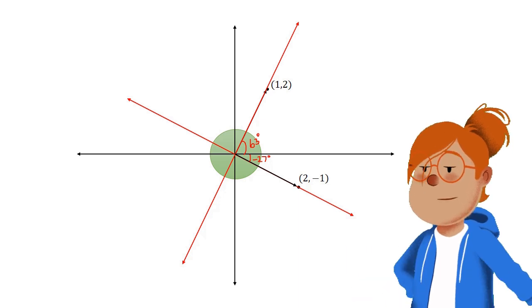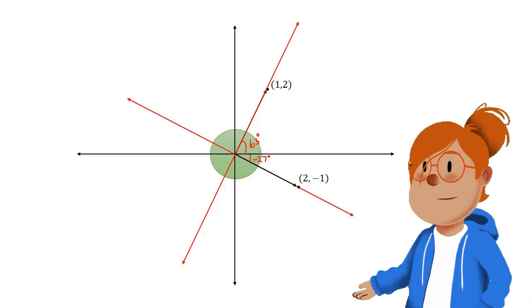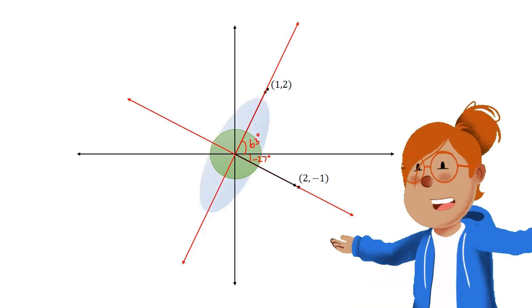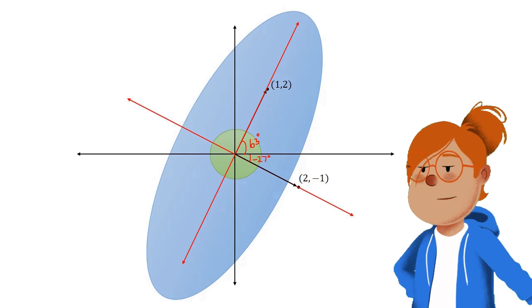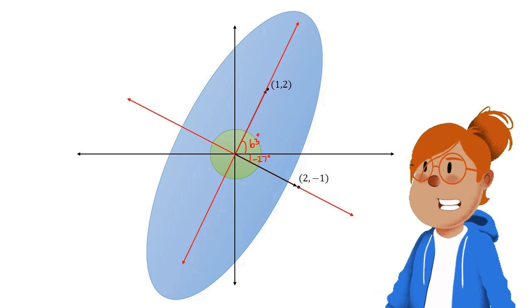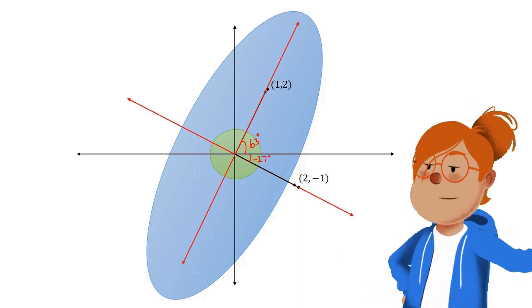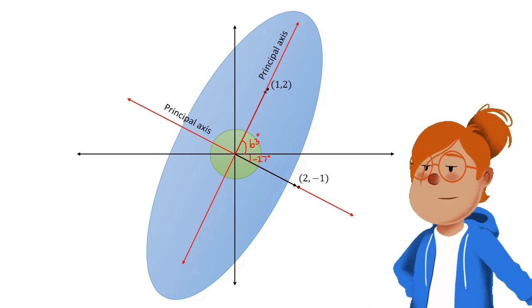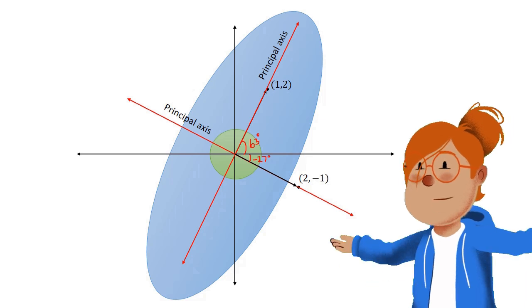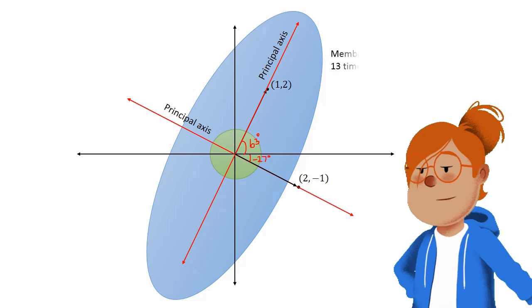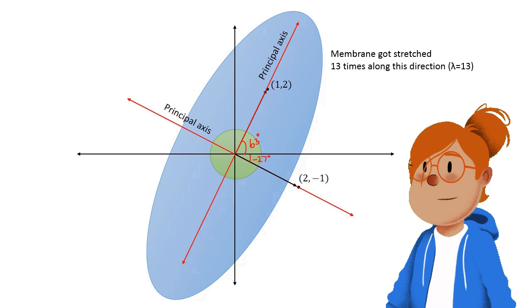So in order to find out the factors of extension, how much it got stretched, we have to look at the eigenvalue. The eigenvalue corresponding to the eigenvector, the column vector with elements 1 and 2, is 13. So along this principal direction, the membrane got stretched about 13 times. And then along the second eigenvector, because that corresponds to the eigenvalue 3, along this direction the membrane got stretched about 3 times only.